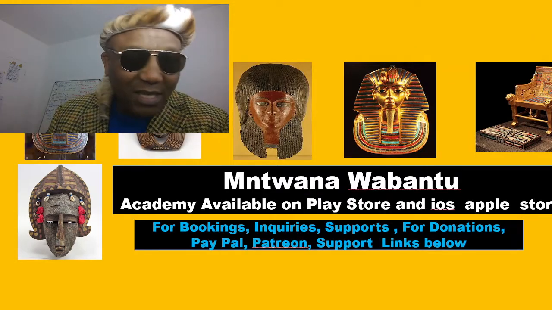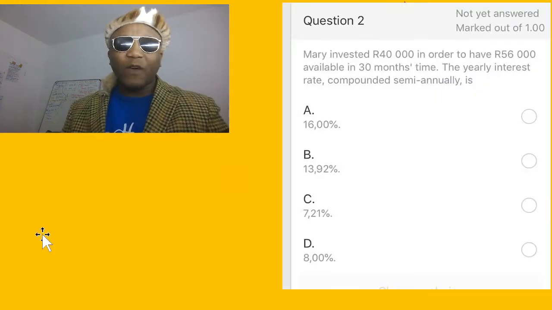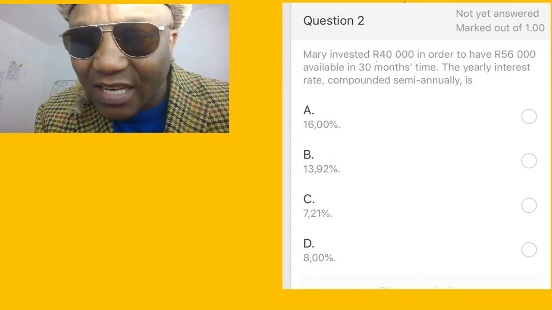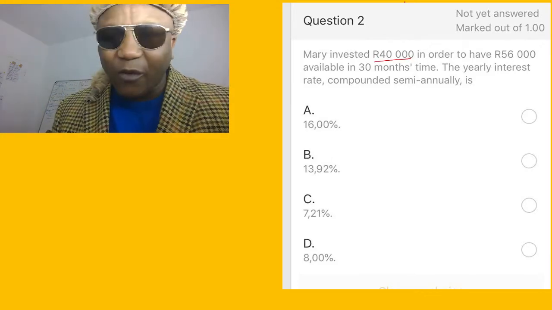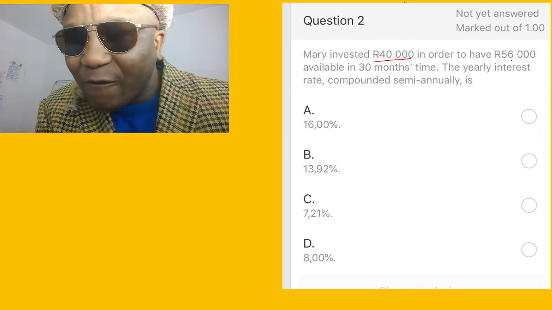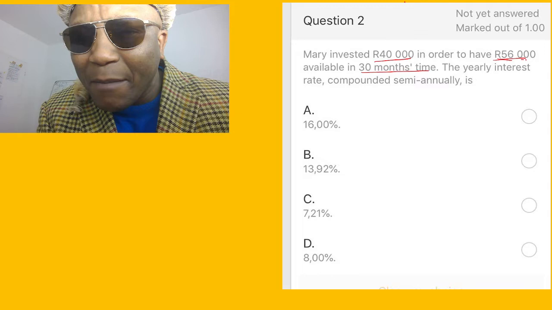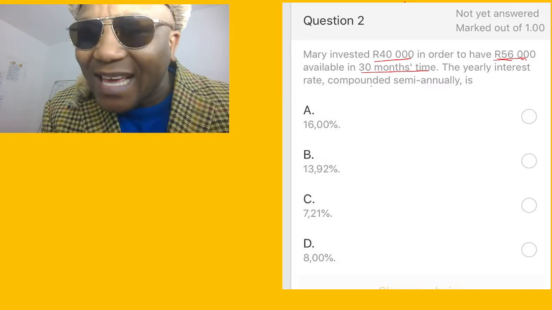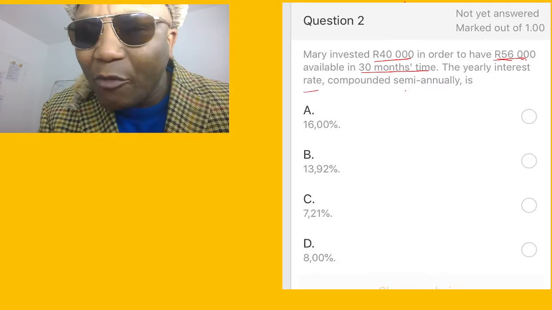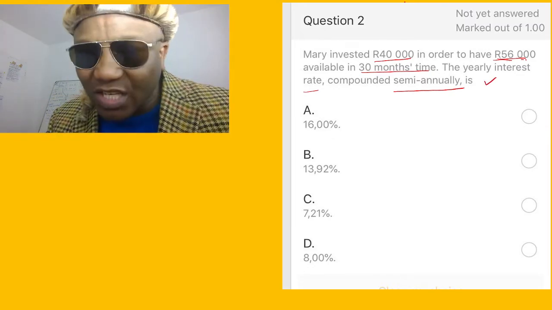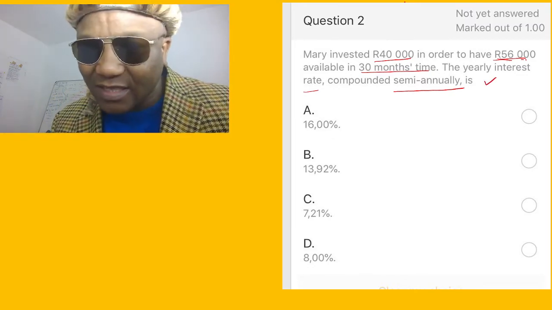Okay, let's get started. So that first question, they say Mary invested 40,000. So she invested 40,000 in order to have 56,000 available for 30 months in time. The yield interest rate is compounded semi-annually. So you have to pay attention. Which type of financial method is this?